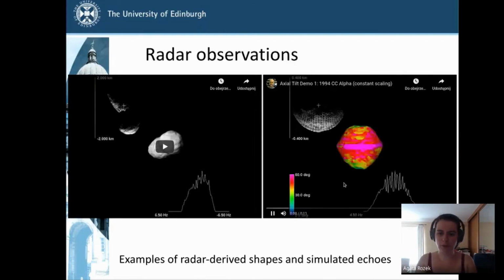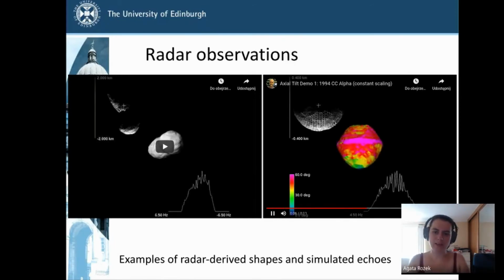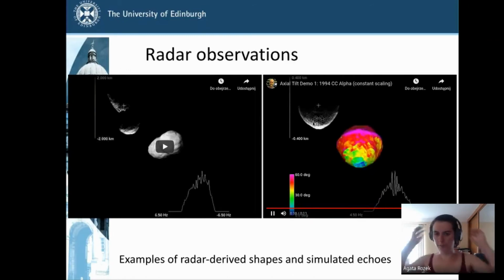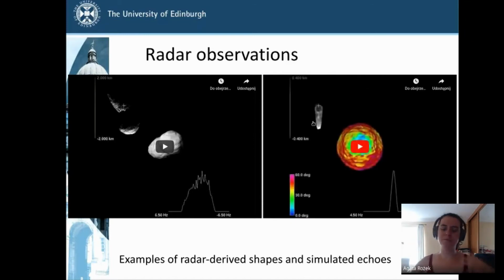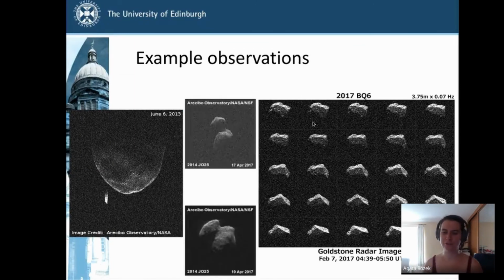If we look almost directly at its equator, which we will see in a moment, the radar image gets wider. There is a massive velocity difference between different parts of the asteroid, so we can see a wider image. So this is how asteroid radar observations work. And these are some examples of asteroids that we can image with the planetary radar.